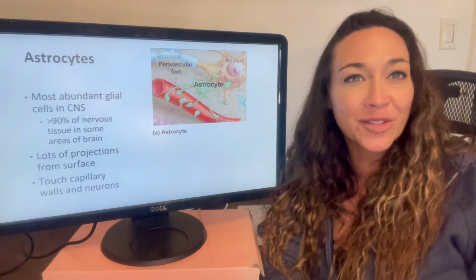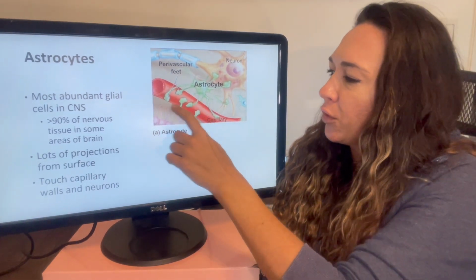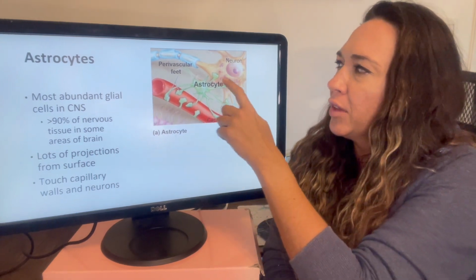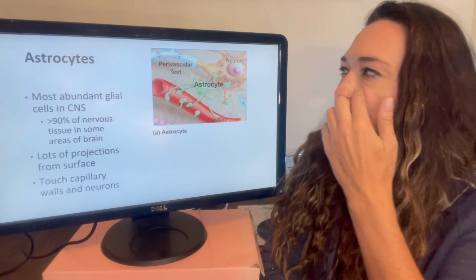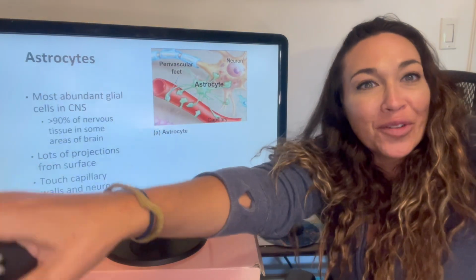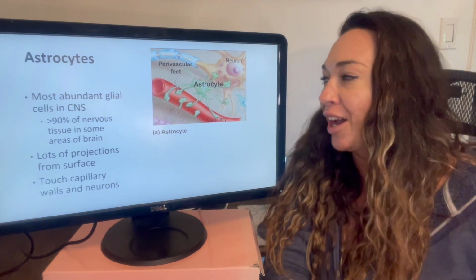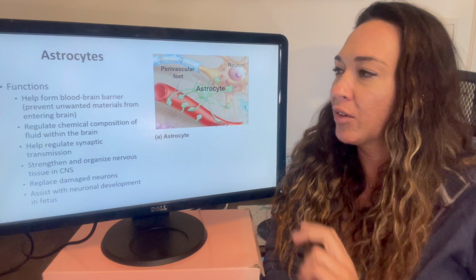Now we do have lots of surface area again, lots of projections, right? You can see right here covering this guy in the capillary, covering this neuron right here. These are known as perivascular feet. Essentially, they're just kind of like grabbing a bunch of different things and holding on. So they are touching the capillary walls and the neurons always right here and right here.